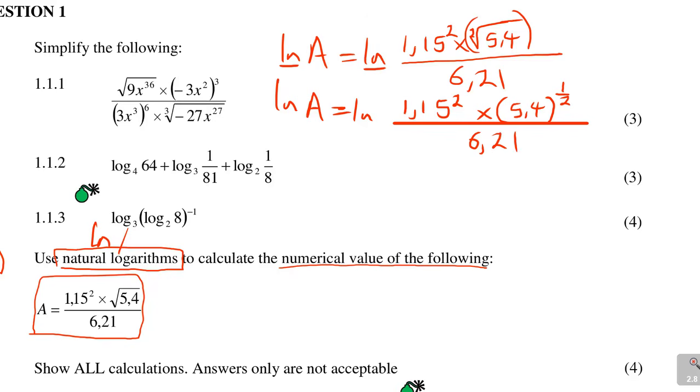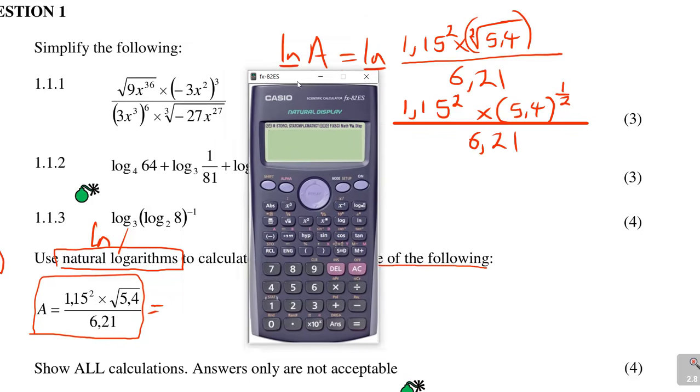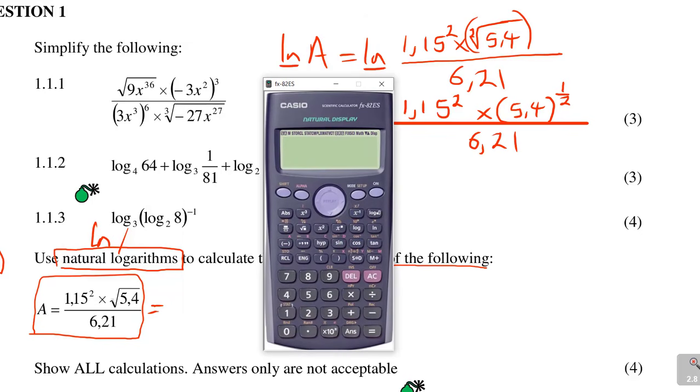Right, again I forgot something: I forgot to first use my calculator, because the calculator will always give me the answer. Let's find the final answer before we work towards it. Before we do any working, always use your calculator. The calculator will just give us the answer, but they don't want you to use the calculator, and remember, you won't get any marks for that. So if I say 1,15 squared times square root of 5,4, over 6,21, the calculator will give me an answer.